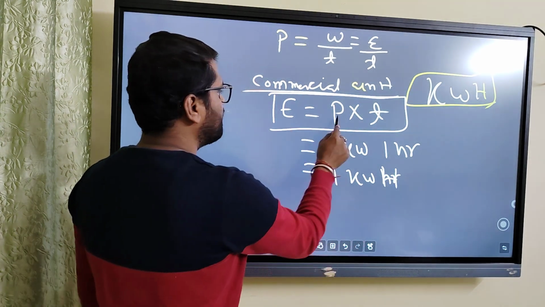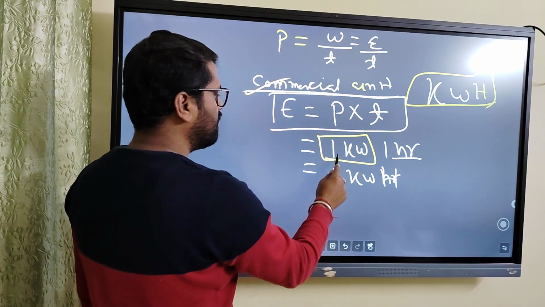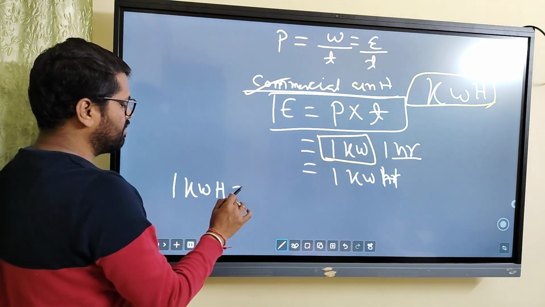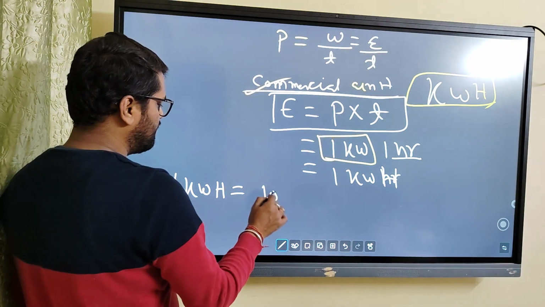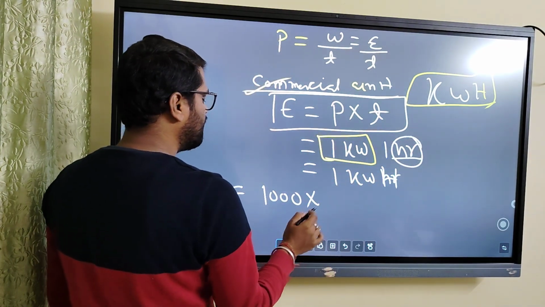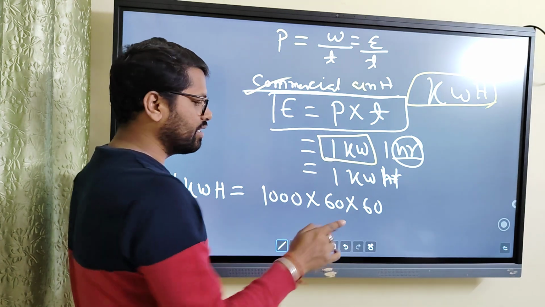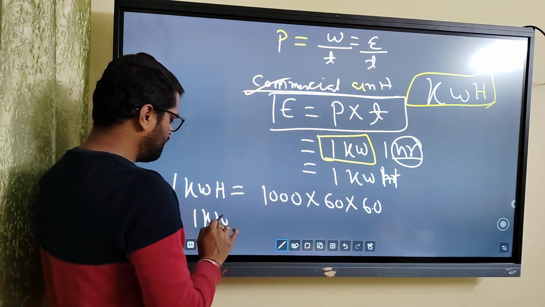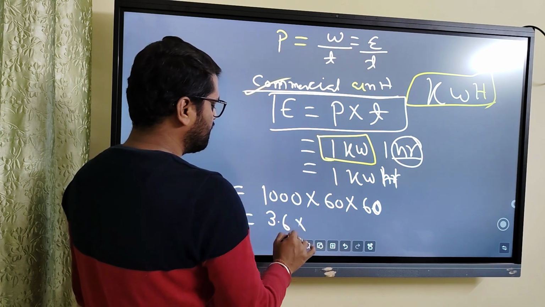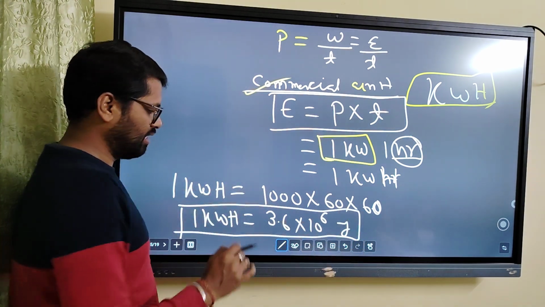So energy is power into time, and the SI unit of power is watt, but the commercial unit is kilowatt into 1 hour. So 1 kilowatt means how many watts? Kilo means 1000. Here time in the SI unit is second, but in the commercial unit time is in hour. So in 1 hour, how many seconds? 60 into 60. 1 hour equals 60 minutes, and 1 minute equals 60 seconds. When you multiply, 6 into 6 is 36, so you will get 3.6 into 10 power 6 joule. This is the relation. Sometimes they ask this question directly.